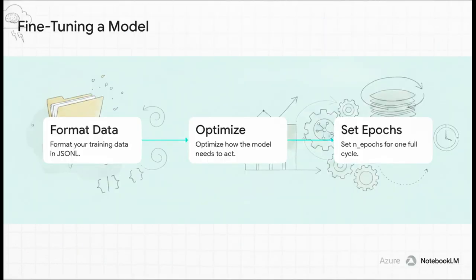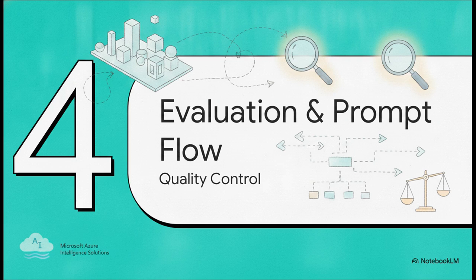But what if grounding isn't enough? Well, if RAG is giving the model an open textbook, fine-tuning actually changes how the model inherently needs to act. Step 1, you format your training data in JSON-L. Step 2, you use fine-tuning to optimize the specific behaviors. And Step 3, you set a parameter called n_epochs. This simply dictates one full cycle through the training dataset, so the model learns exactly how to behave. Which brings us to Section 4, Evaluation and Prompt Flow.